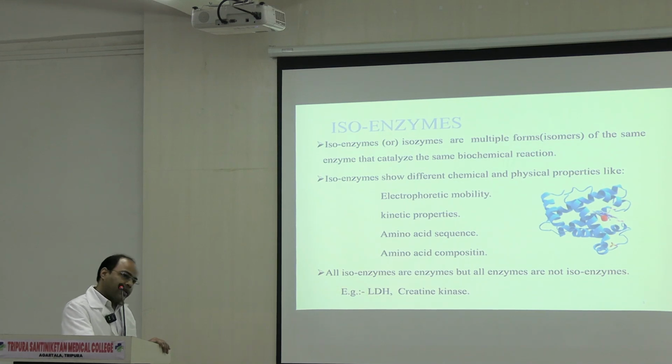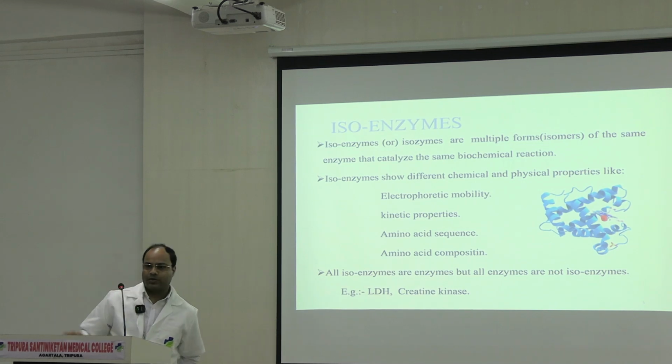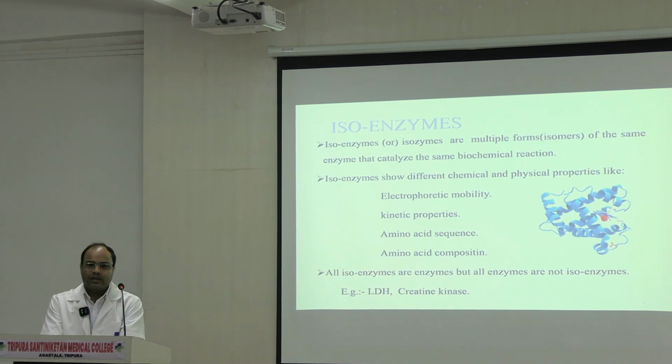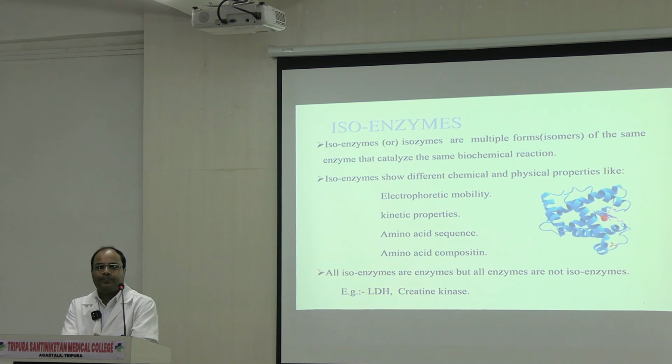All isoenzymes are enzymes, but all enzymes are not isoenzymes. Remember this. Like LDH, creatine kinase, etc. LDH has 5 types of isoenzymes. Creatine kinase has 3 types of isoenzymes. So this is isoenzyme.